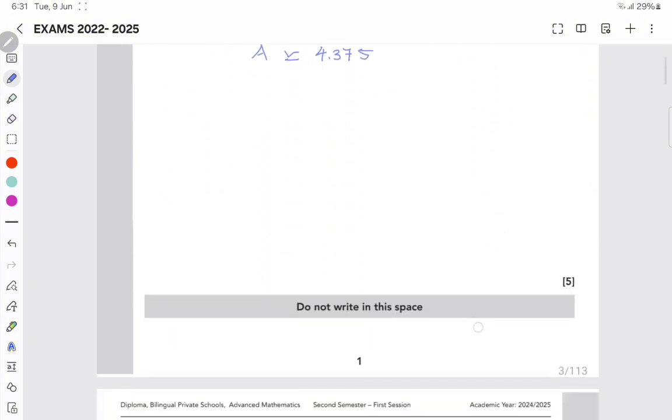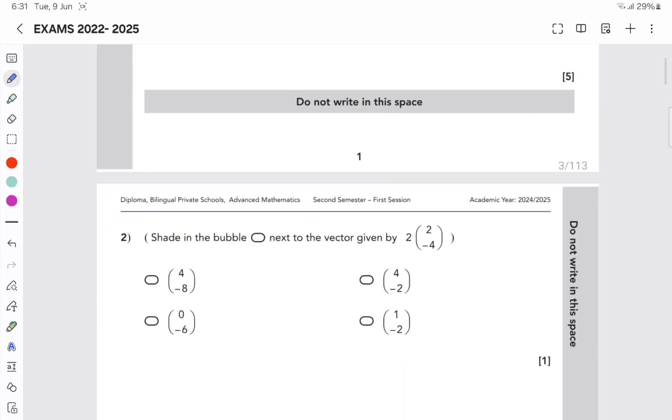Now we are going to the next question. It's a multiple choice question, and it's about column vectors. We have here: shade the bubble next to the vector given by. We just multiply 2 times 2, and 2 times negative 4, negative 8. So the answer is given. It's here. Nothing else. Next.